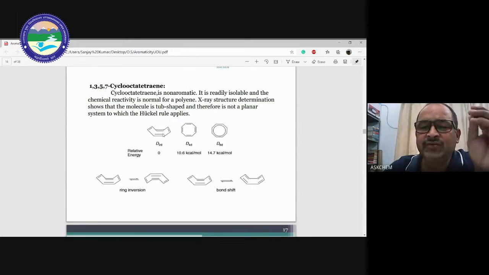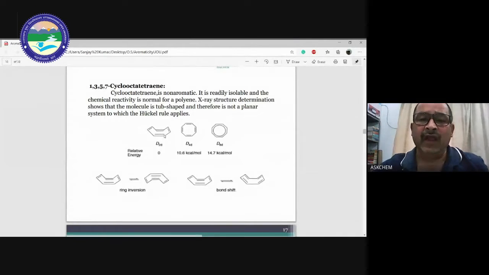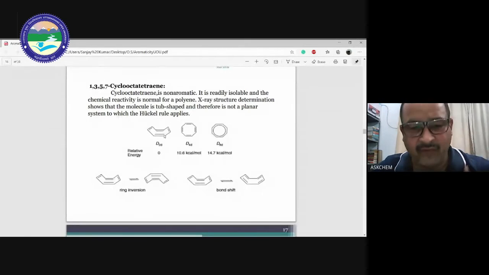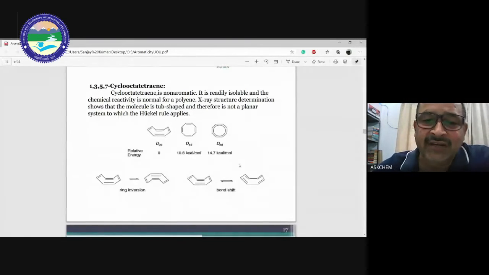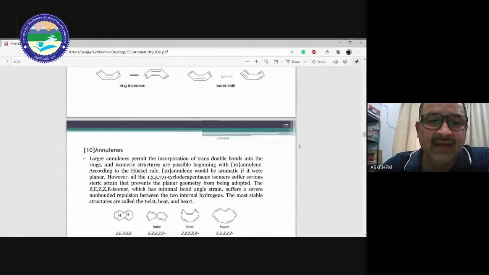Methyl-substituted cyclooctatetraene has some beautiful NMR results, which I have not incorporated in my presentation because it would have become too long. That's why the next case is that of [10]annulene.